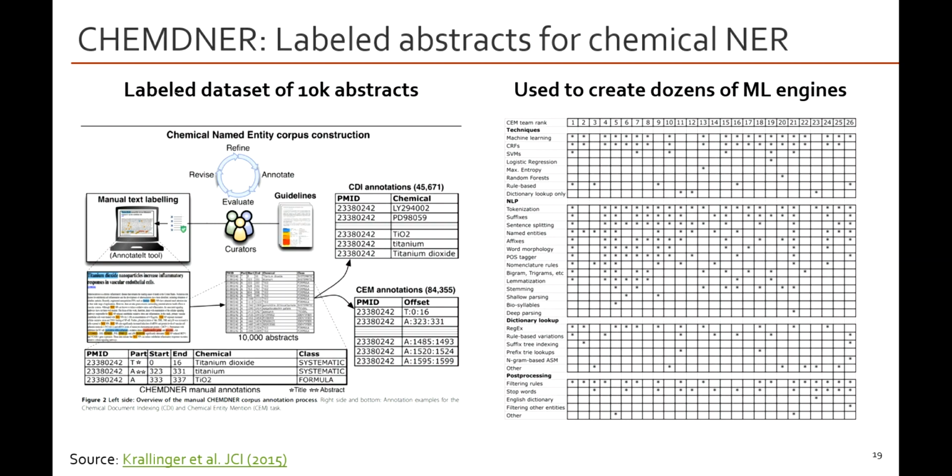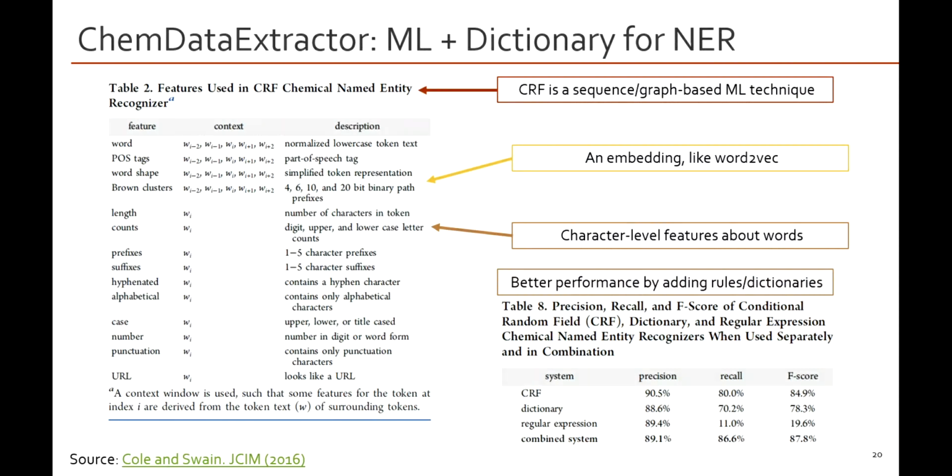Another thing of note here is that the third best performing technique was a rule-based one, where they predefined some rules, just as humans, that would describe what a chemical word looks like, and that was sufficient for doing quite well in this challenge. The approach that Swain and Cole took was one that was based on machine learning.